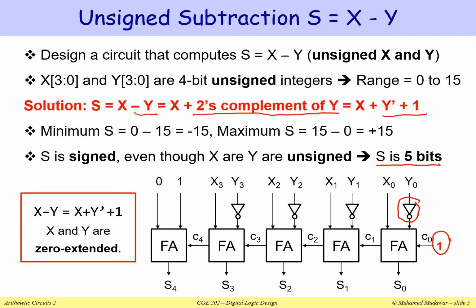Now, when you complement 0, you get a 1 here. So x is 0 extended, y is 0 extended and inverted. So here we have a 1, which is just the complement of 0. So this will calculate the 5-bit sum S4 down to S0, and this is x minus y, where x and y are unsigned.